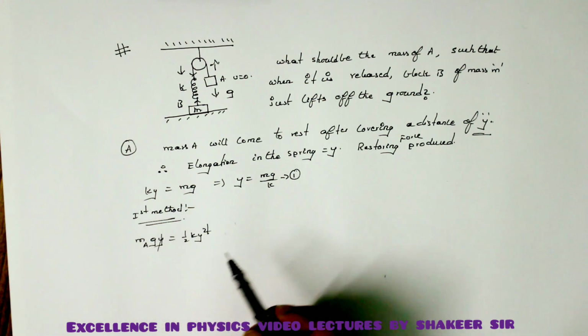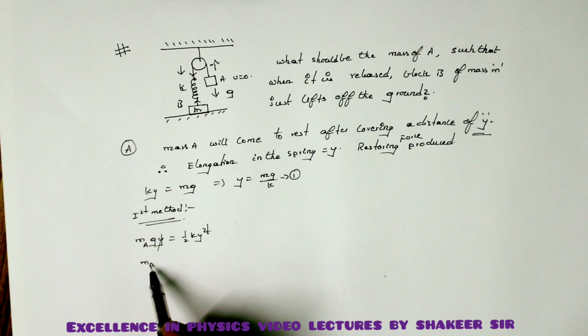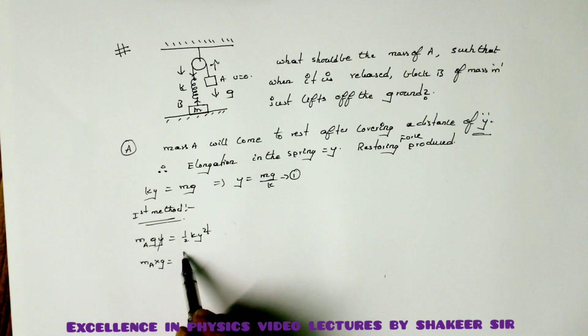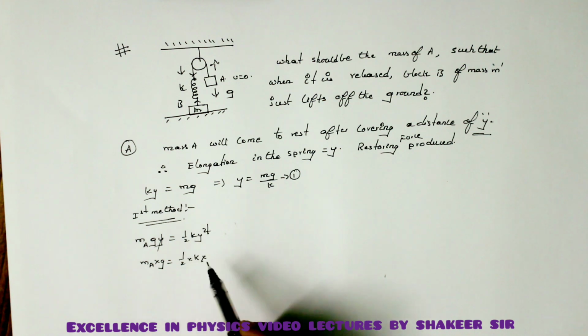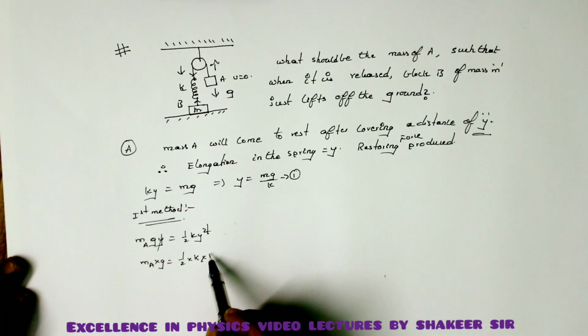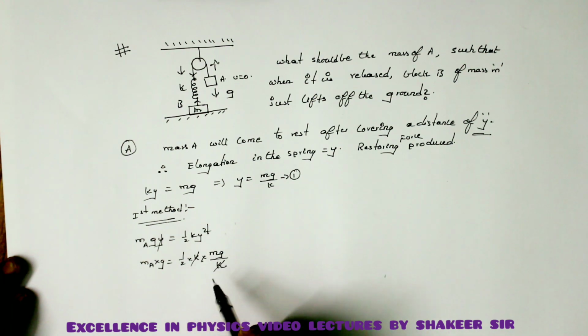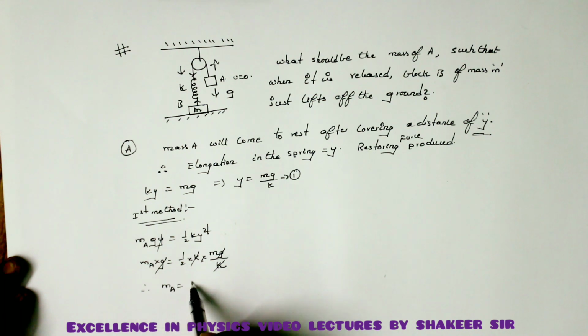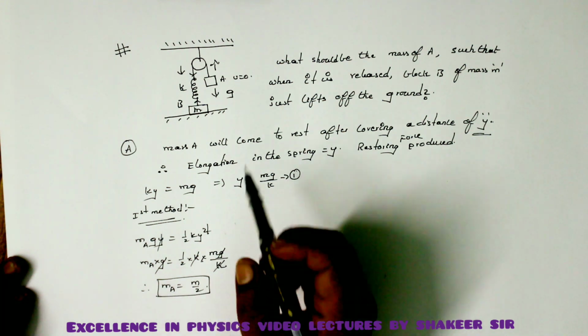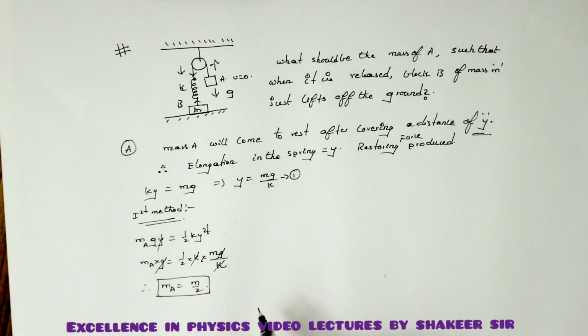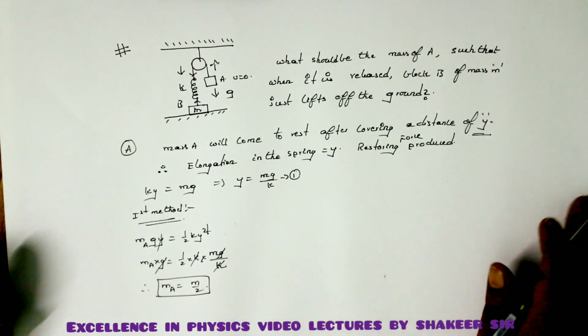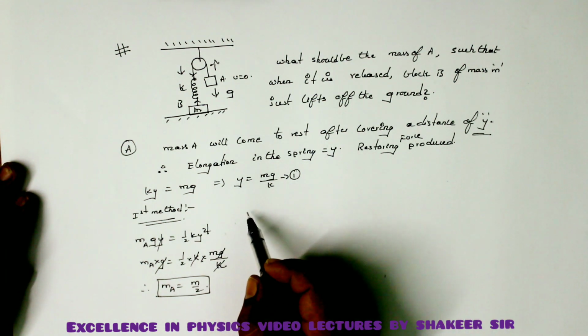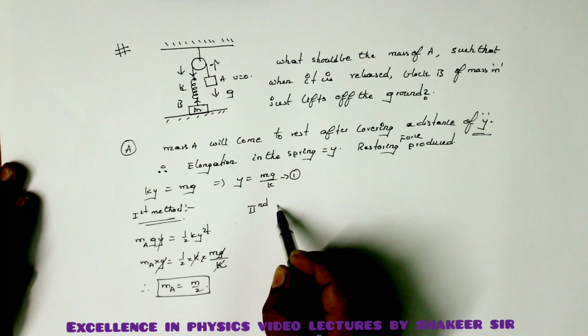So we can cancel these two. So therefore m_A into g is equal to half into k into y. The y value we have calculated, which is equal to mg divided by k here. So k and k get cancelled, g and g get cancelled. So therefore I got m_A is equal to m divided by 2. So the mass of A should be equal to half of the mass m, which is present on the ground. So same problem, let us see how we can solve it by the second method.